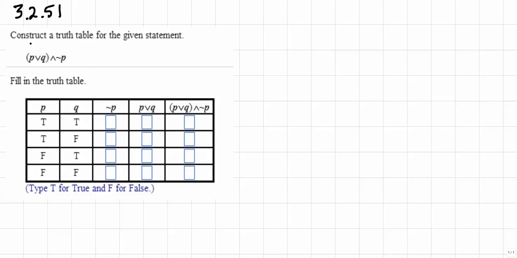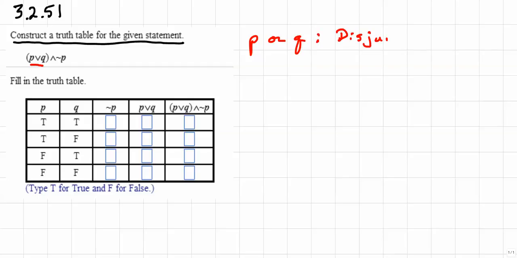Alright, we want to construct a truth table for the given statement. And we're going to read this using the order of operations. We're going to start inside the parentheses, and this is going to be read as P or Q. This is a disjunction. And in the case of a disjunction, it's going to be true if P or Q are true. If both P and Q are false, then it'll be false, but we'll get to that in a moment. And then this will be read as not P.